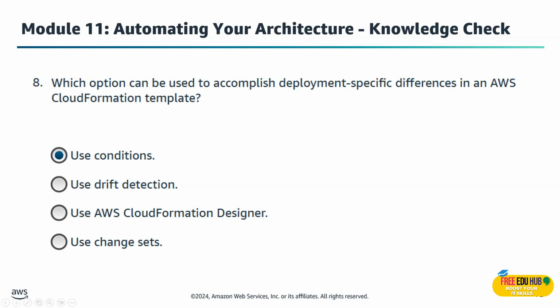Question number 8 is, which option can be used to accomplish deployment-specific differences in an AWS CloudFormation template? It's use conditions. In CloudFormation, conditions let you define logic to include or skip certain resources depending on deployment parameters. It's perfect when you need small variations in different environments.